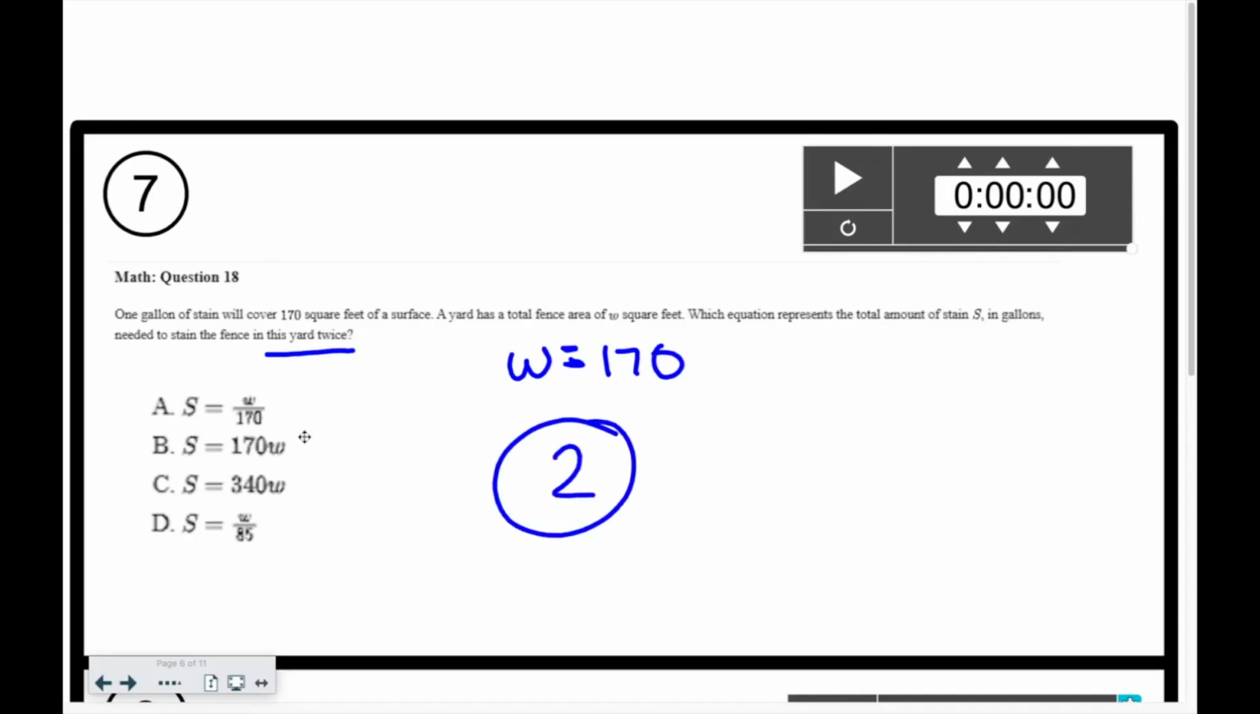And when you plug in 170 to all the answers, D is the only one that gives you 2 gallons. So that's the answer. For me, when there are word problems where they don't give you a specific value, sometimes just choosing your own value makes it a lot easier to figure it out. And in this case, I felt like 170 was the easiest value to use.